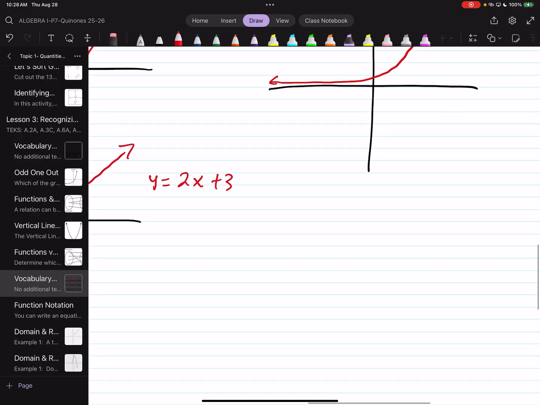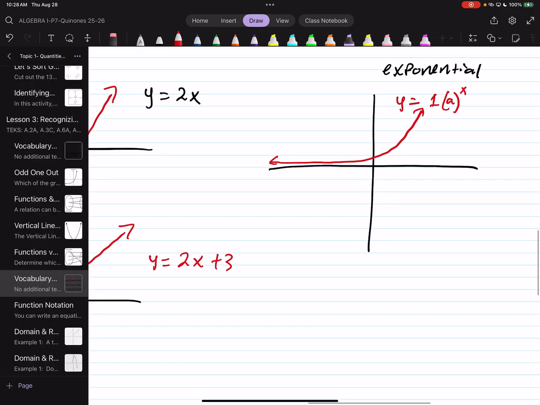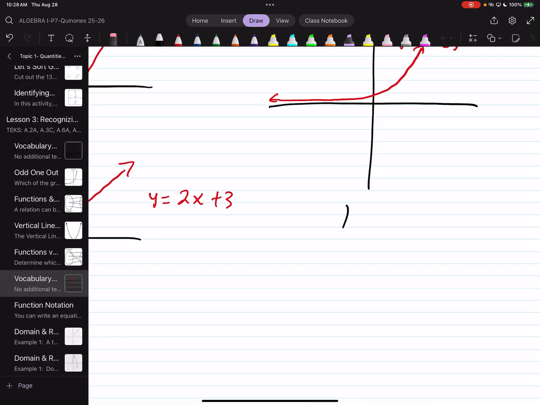So you might be asking, Mr. Quinones, how am I going to remember that? I got you. Here we go. I'm going to write the word linear. I'm also going to write the word exponential. And how I remember linear is because L reminds me of the word line. Linear, line. That's how I remember it.